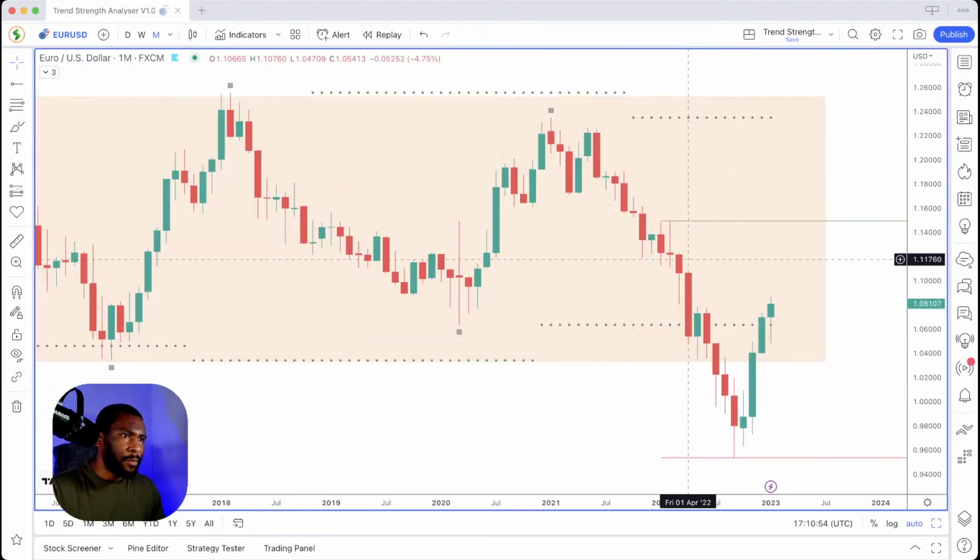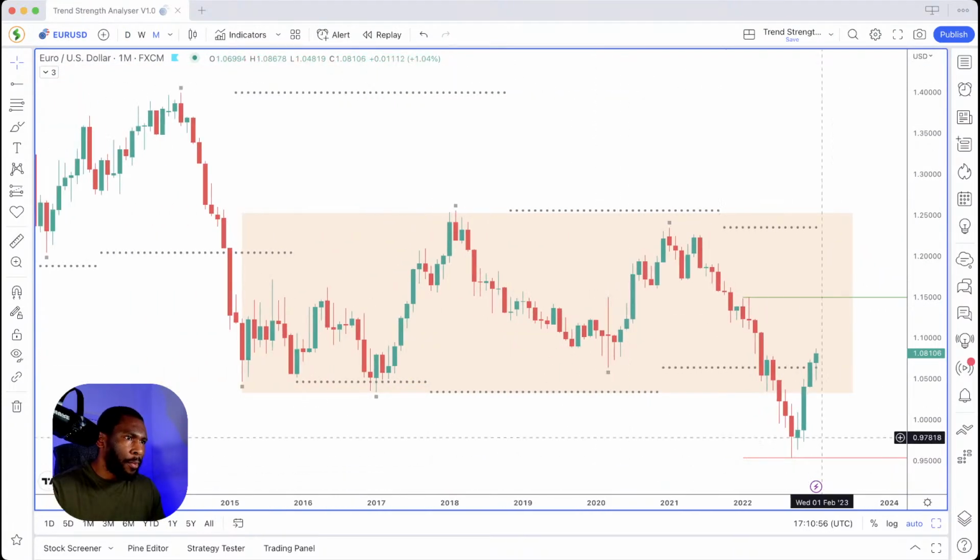So a quick look at the monthly. This is moving in the opposite direction of the dollar, because when the dollar is weakening, the euro is getting stronger. So a small bullish body for this month's candle.